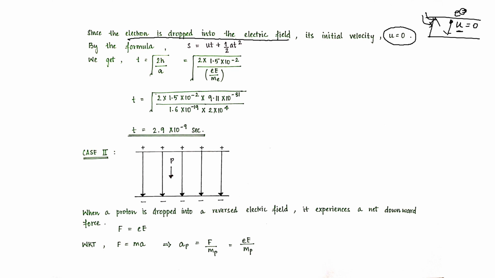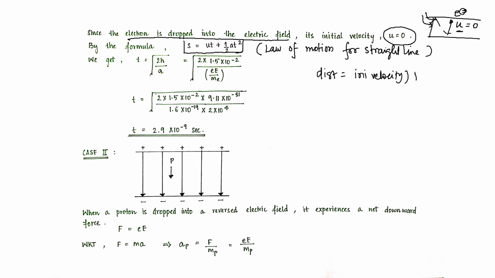So by this formula of the laws of motion for a straight line, we have derived this formula. That is, distance equals initial speed or velocity into time plus half into acceleration into time squared.